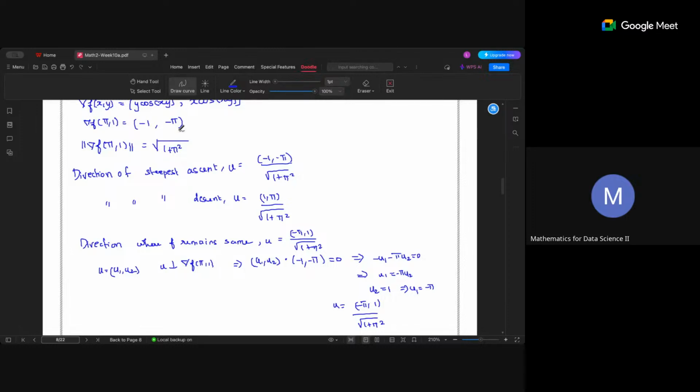Is that fine? Ma'am, can you explain the second last step wherein you took the value of u2? Yeah. See, now u1 is equal to minus pi u2, so you know the relation between u1 and u2. This is something like x is equal to minus pi y. This is the line. Now you need to find the unit vector in this line. So I am taking just any vector, maybe y equal to 1. In that case u1 is minus pi. From this I am finding the unit vector in this line.